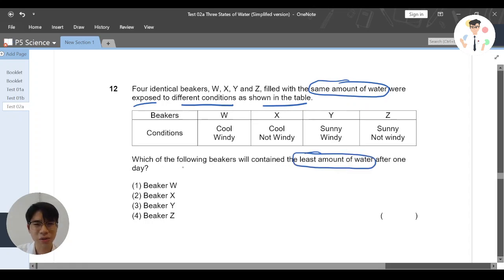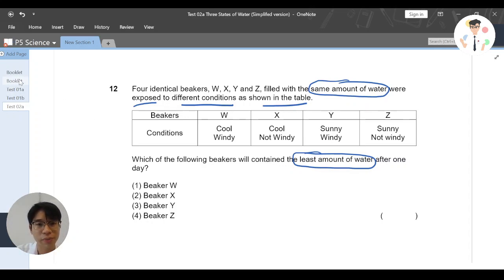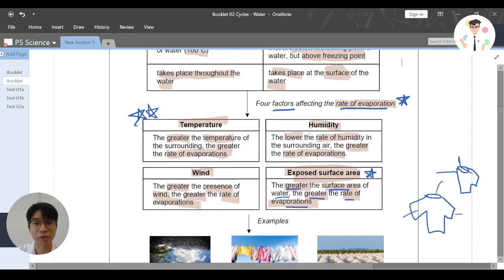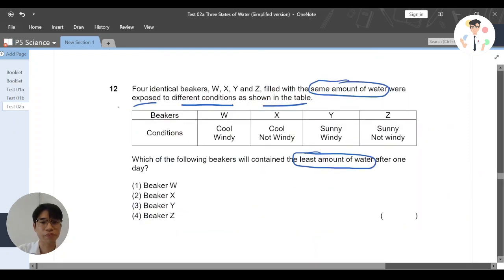So again, with this topic, when you annotate, you should identify that this is actually evaporation. And this is again about the 4 factors affecting the rate of evaporation. You should know, the greater the temperature, the greater the rate of evaporation. The greater the presence of wind, the greater the rate of evaporation. So now let's look back here.